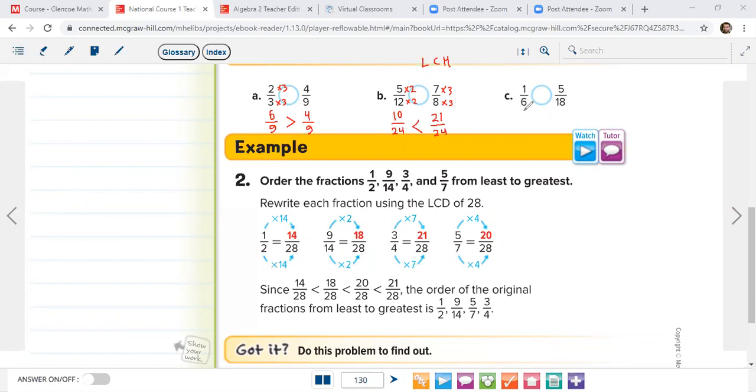The same will happen for problem C. 1 over 6 and 5 over 18. It's easy for the 6 to be 18. Just multiply by 3 up, multiply by 3 down, and this will be 3 over 18. The other one is 5 over 18 as well, so that you can discover 5 over 18 is bigger.